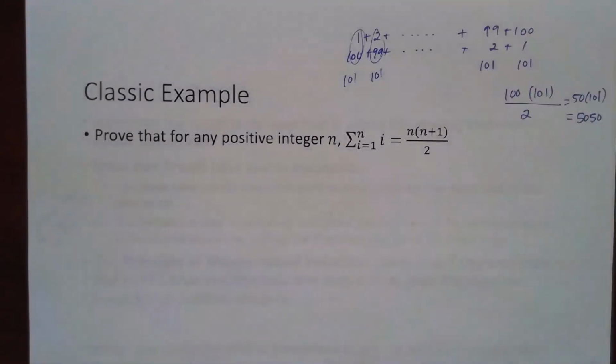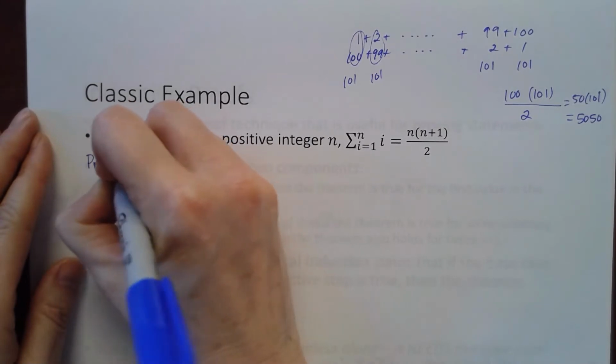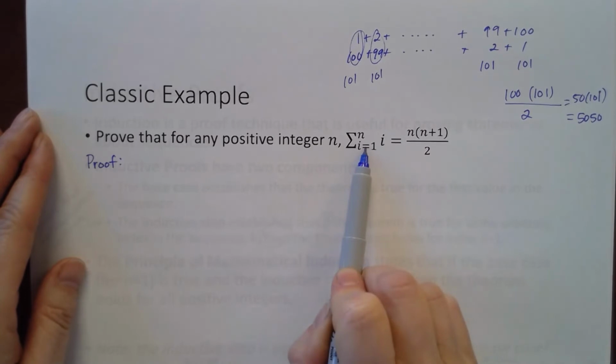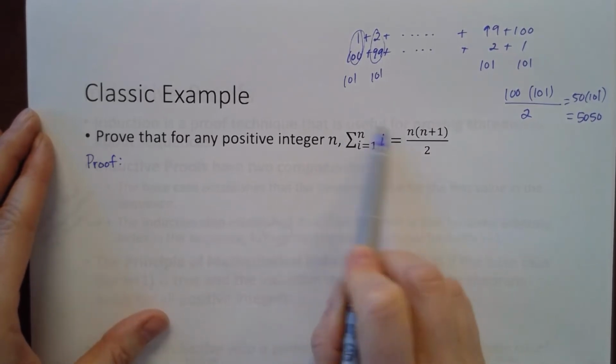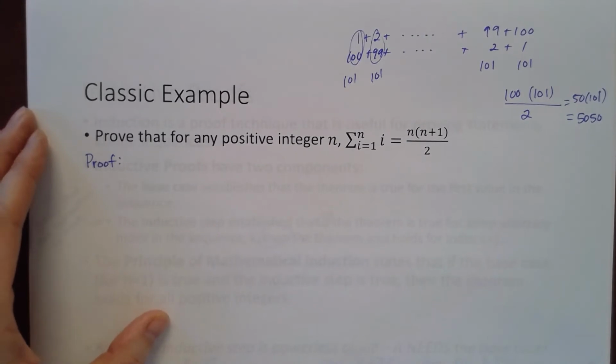You could actually come up with a direct proof to do this, but it's more fun to do induction. So let's do induction. We're going to do a proof that this is actually the closed form of this summation, and every time you do the summation, this formula will give you the answer. That's what we're trying to prove.